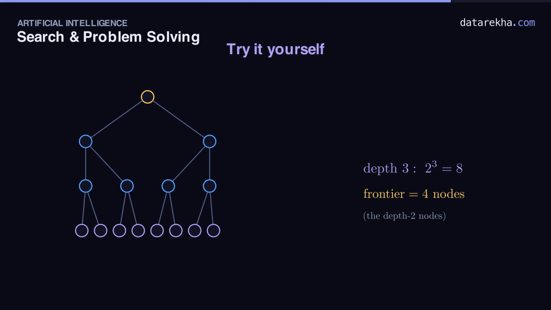And the frontier? After you expand the root, its 2 children go on. Expand each child, and each pushes on grandchildren, the 4 nodes of depth 2. The children themselves are now expanded. So the frontier holds exactly those 4 depth 2 nodes. 8 nodes at depth 3, 4 waiting in the frontier. If you saw that the expanded nodes leave the frontier while their children join it, you've understood exactly how the frontier breathes. Nicely done.